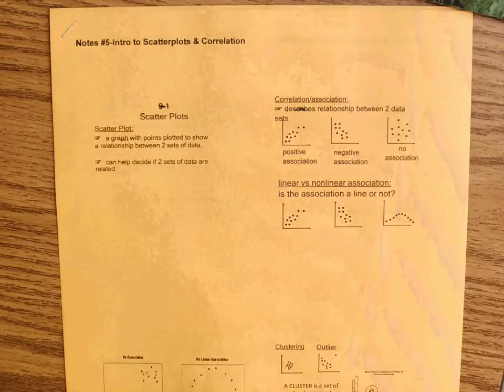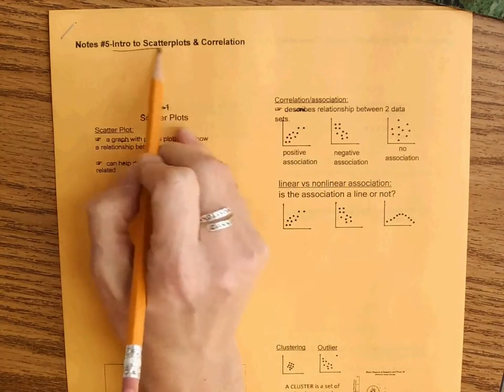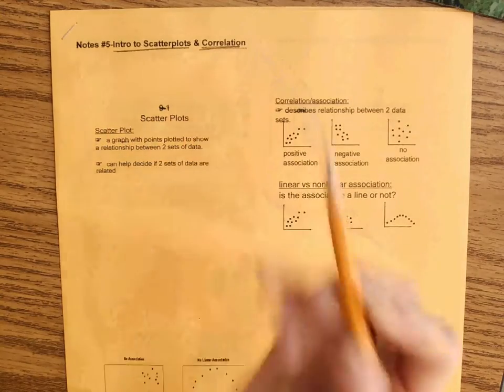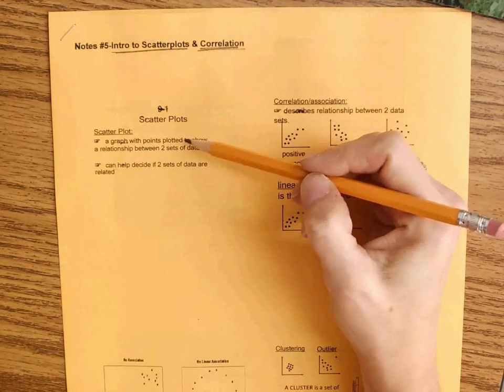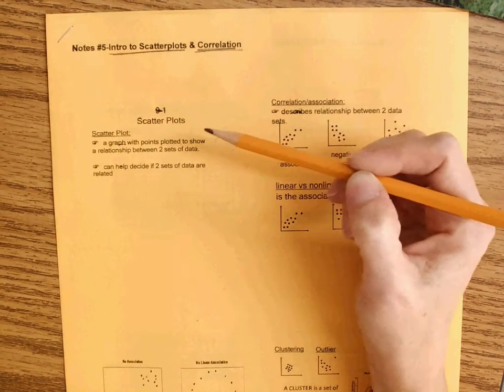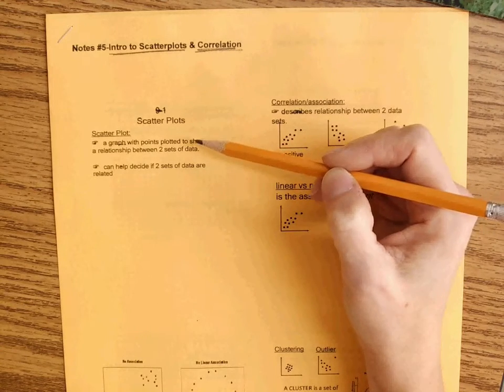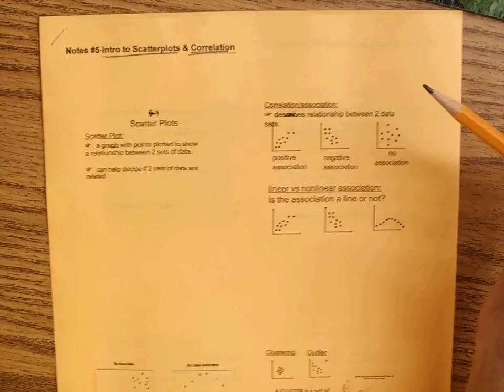Let's go ahead and get started with today's notes, though. So today, if you take a look at it, it says Intro to Scatterplots and Correlation. And so we are beginning our unit for data analysis. To talk quickly about a scatterplot, it is a graph with points plotted to show a relationship between two sets of data. A lot of times this is called bivariate data. It can help decide if two sets of data are related.